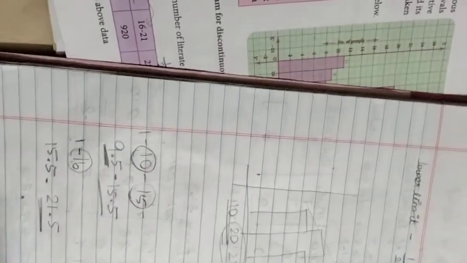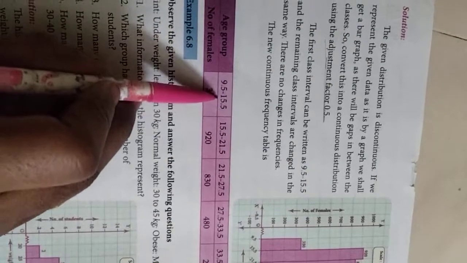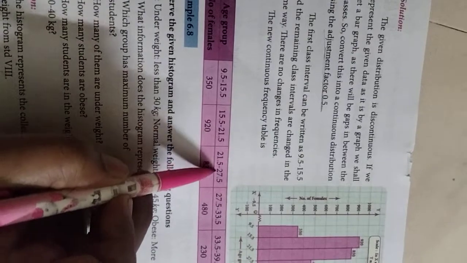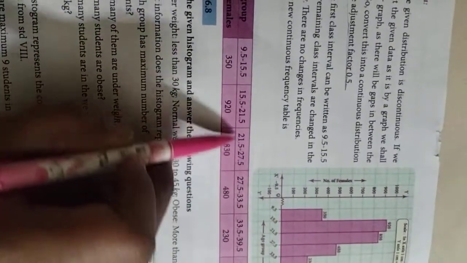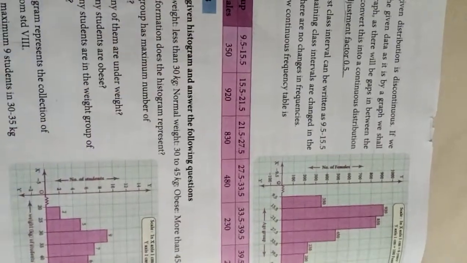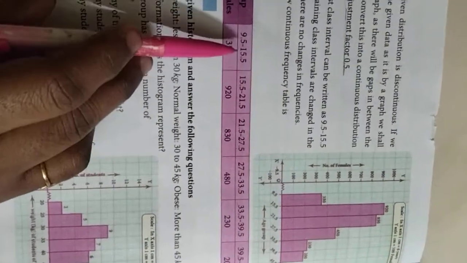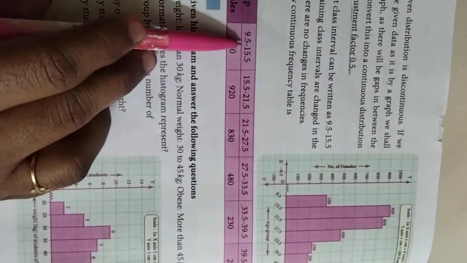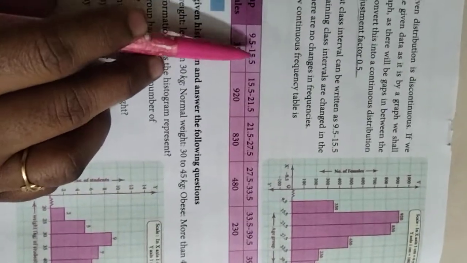Okay, understand. So the tabular column will become the continuous series. See, listen, 9.5 to 15.5, 15.5 to 21.5, 21.5 to 27.5. Likewise, the tabular column came as a continuous series. Why are we going to form the adjustment factor? To find out the histogram. To find out the histogram we need the continuous series.